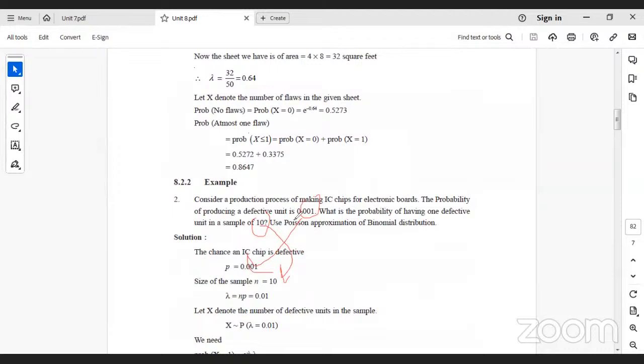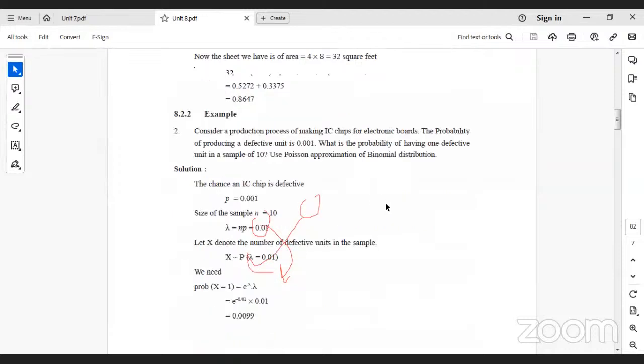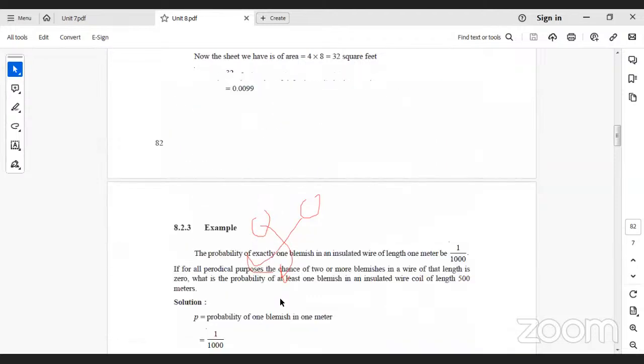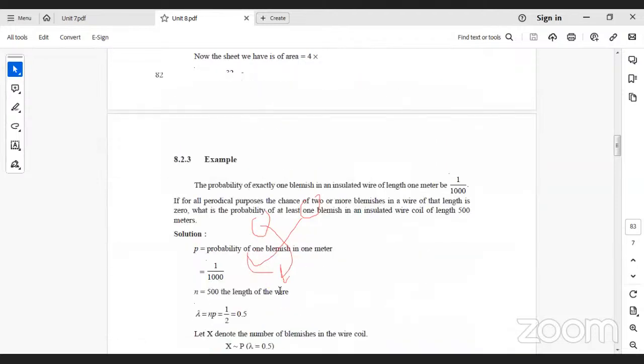So p is 0.001 and n is equal to 10, therefore lambda equals np, which is 0.01. Let x be the number of defective samples. We are taking lambda as 0.01 here. The multiplication is the same. If you have any doubts, raise them. I will explain step by step, and ask your doubts later.